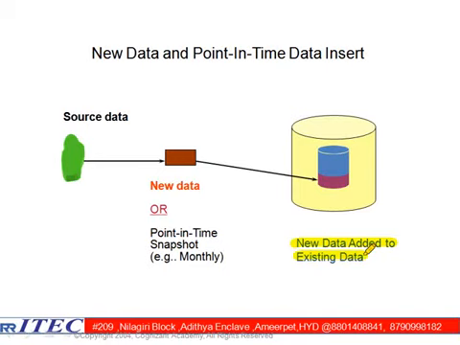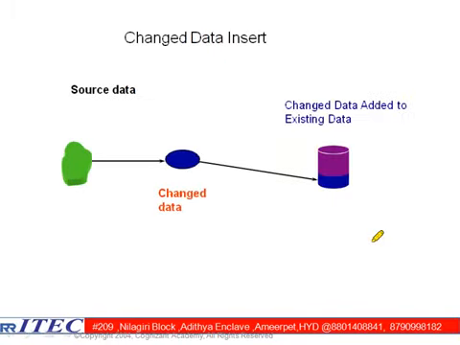Now, next one, change data insert. This is a very important one. From the source, we identify whatever change data is available. The change data also we add to the existing data. That means in both scenarios, when new data comes we add it, and when change data comes we add it. We are not overriding any record in the data warehouse. That is the reason we are able to maintain the history.